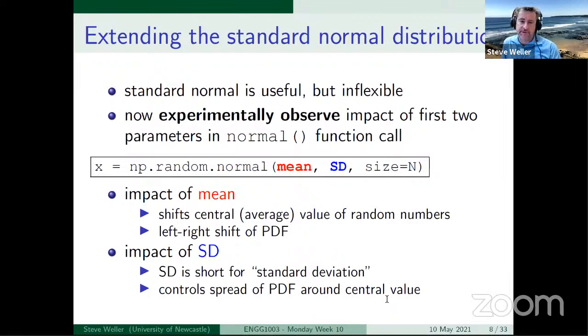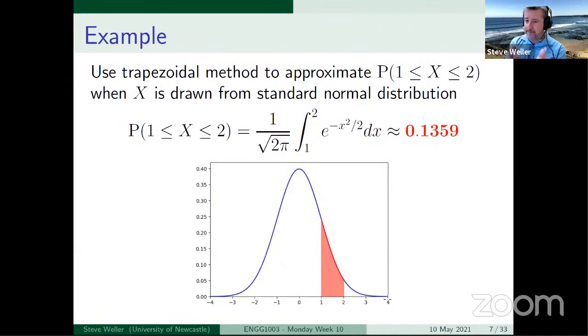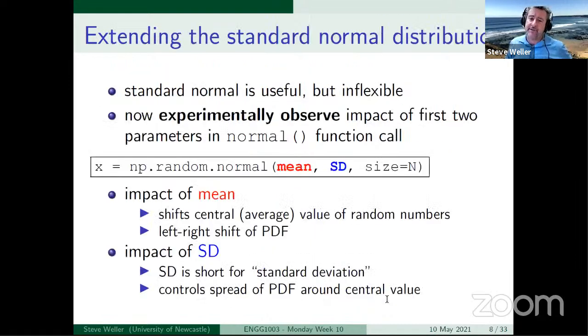So this standard normal distribution is useful, but it's inflexible. It's inflexible because it always has the shape that you see there on page 7. It's always centered at 0. It always tails off so that by the time you get to about plus or minus 4 or 5, the tail's effectively gone. So the idea of capturing random numbers that are centrally located, and their probability of occurrence diminishes as we move away from the central peak, is a really powerful one in engineering. It occurs everywhere. But the standard normal PDF is very inflexible.